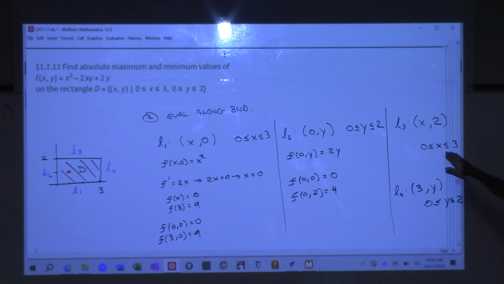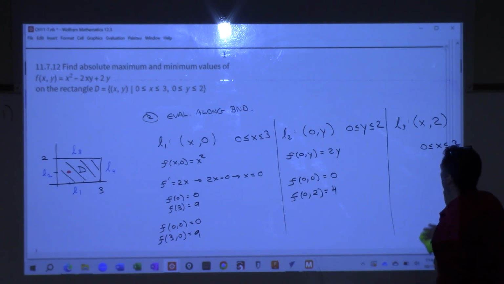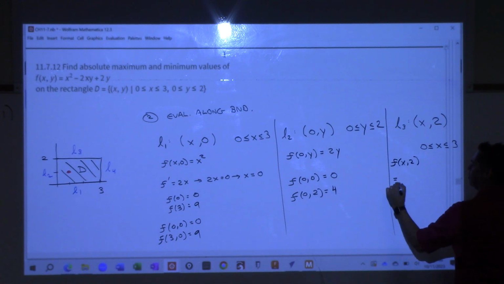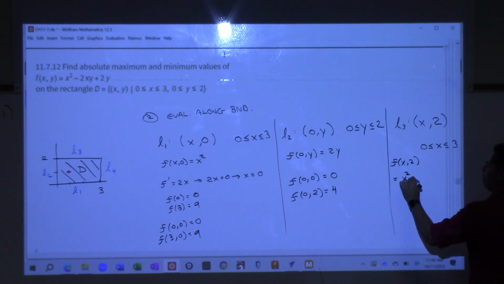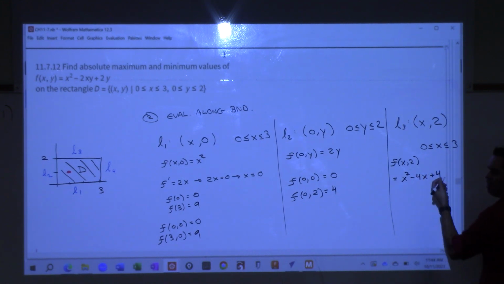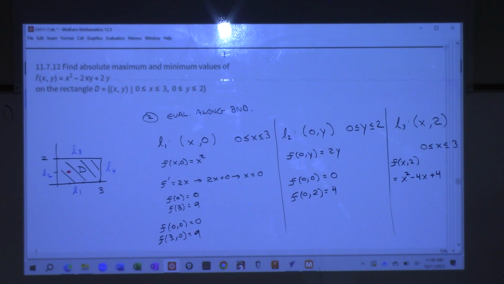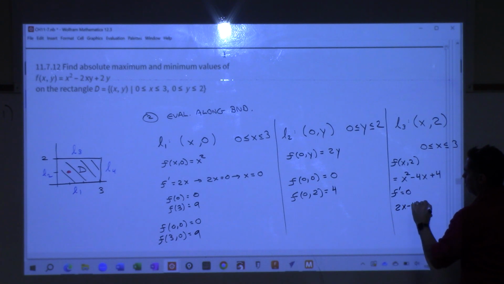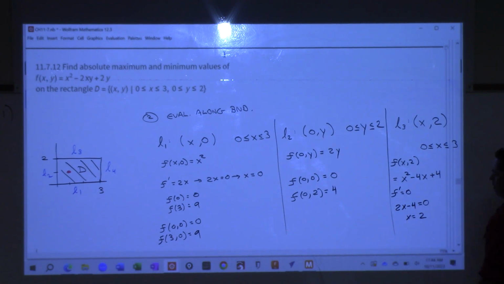All right, how about this one? At x equals 2, that's quadratic, isn't it? I'm going to erase this one. So when you go f of x, 2, what do y'all get? x squared minus 4x plus 4. Okay, so that's our function. We have to take the derivative of this now, set it equal to 0. So 2x minus 4, set that equal to 0. You get a solution of x equals 2.